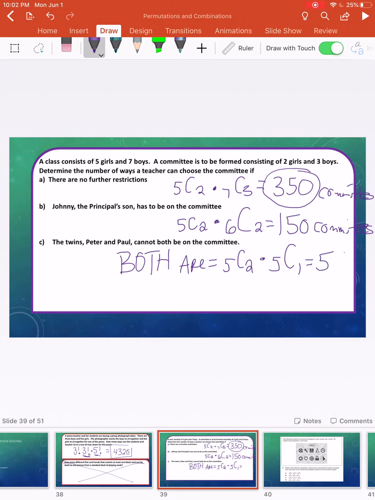So you might be asking, well, the question says that they can't both be on the committee, right? And you found where they both are on the committee. The reason I did that was I can take the total amount of committees, which is 350, subtract where they both are on the committee, which is 50, and I end up with 300. So this 300 represents all the committees where they both are not on the committee. So it's all the other groups.